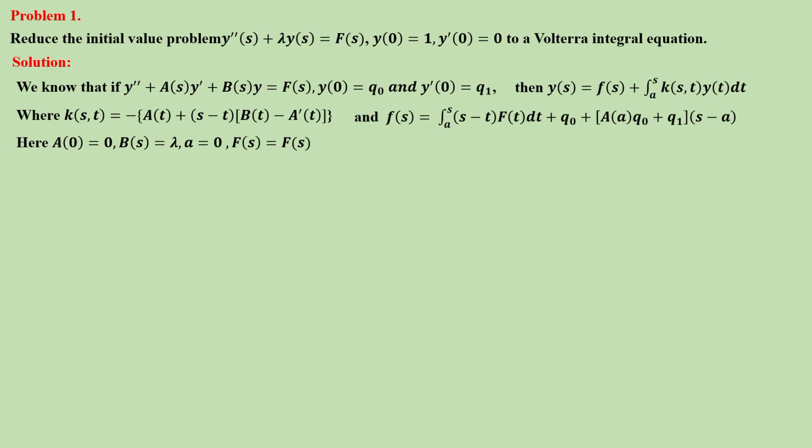Here a of s is 0 and b of s is lambda, right? Because there is no y dash term. Given y double dash of s plus lambda y of s, a of s is the coefficient of y dash, so a of s is equal to 0. b of s is the coefficient of y of s, so that is lambda, and a equal to 0, right? And f of s is equal to f of s.